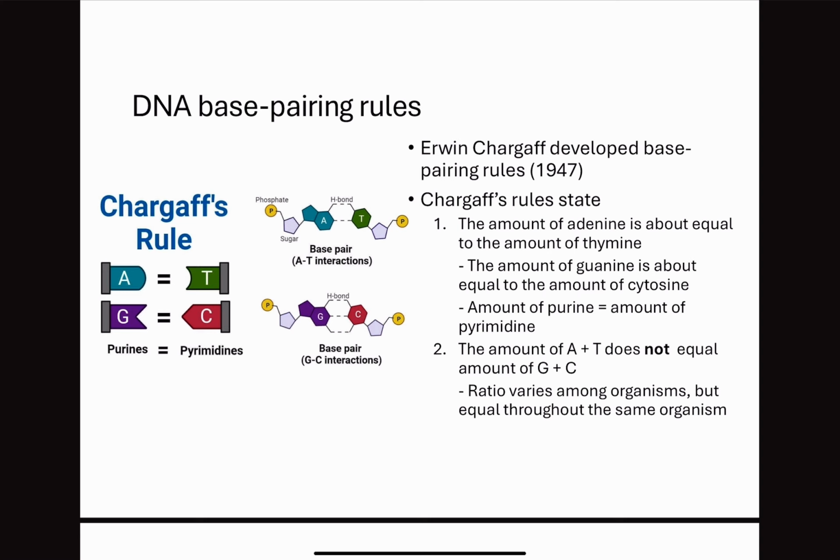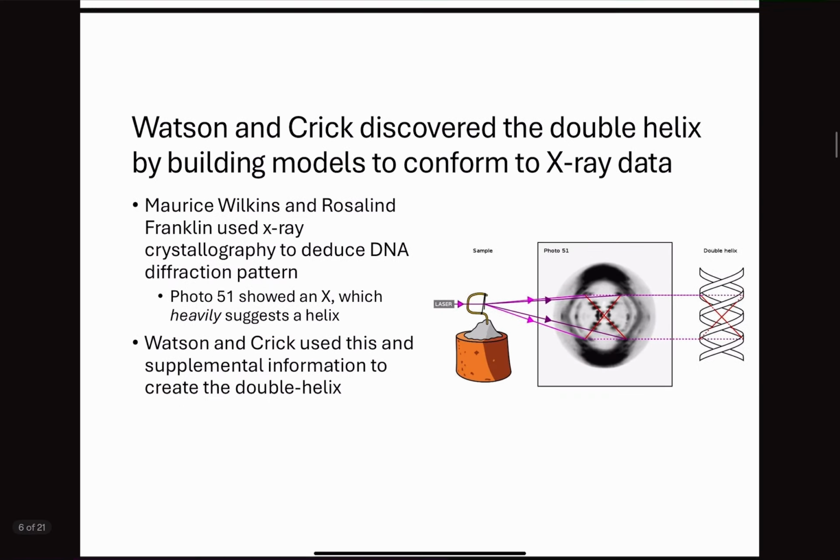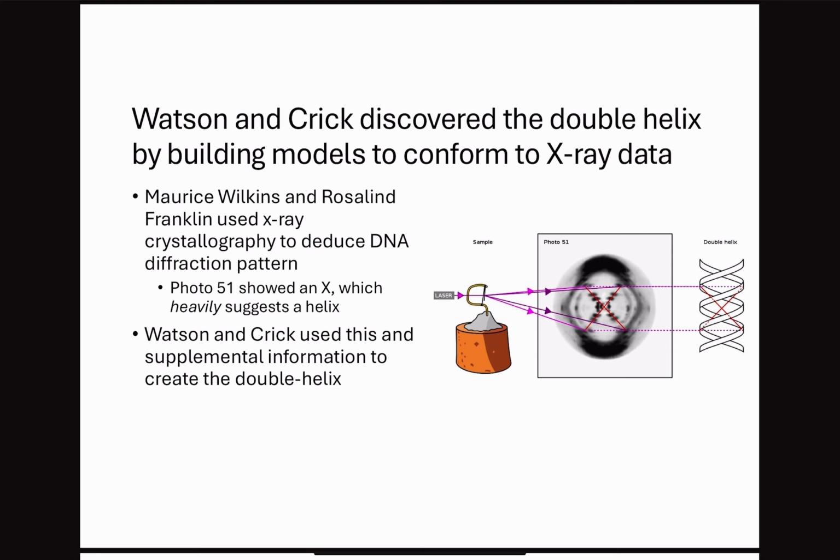He also said that in all organisms, the number of adenines is approximately equal to the number of thymines, and the number of guanines is approximately equal to the number of cytosines. And the basis for these rules remained completely unexplained until we were able to discover the double helix. So by the early 1950s, there was a challenge to determine how the structure of DNA accounted for its role in inheritance. And there were scientists that were working on the problem.